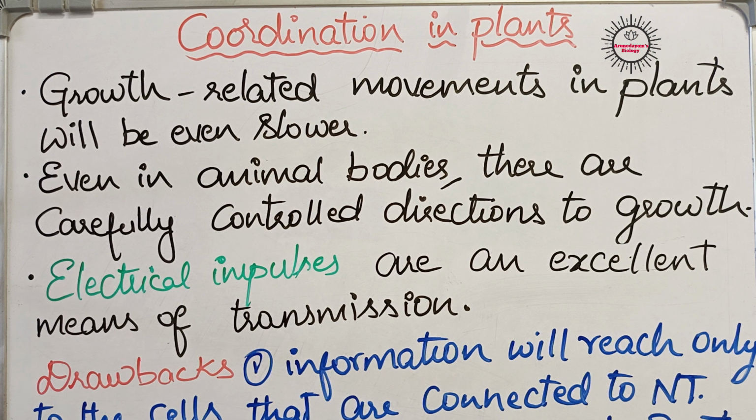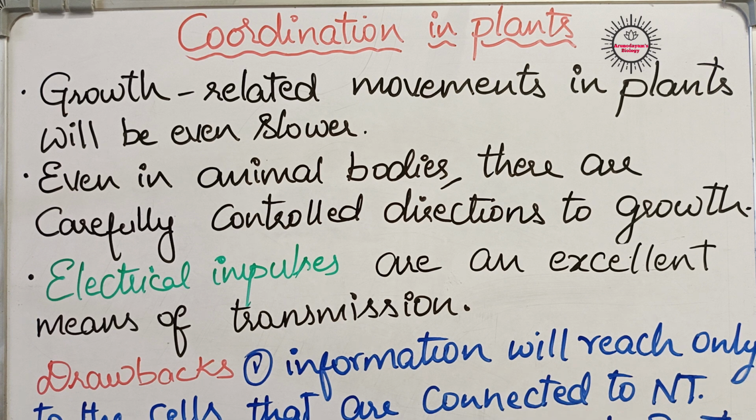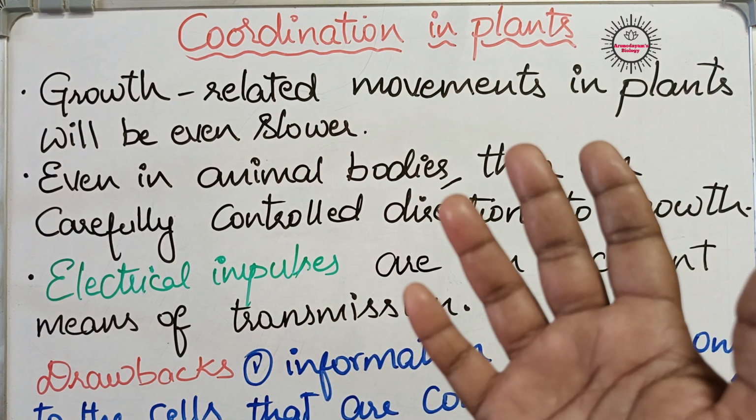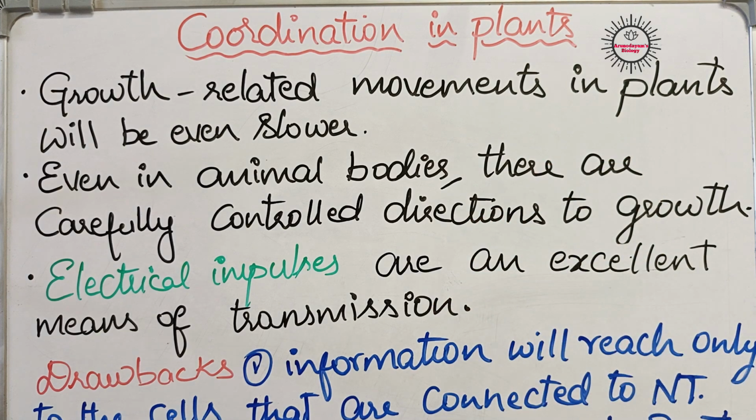Whereas in case of animals, even in our body, there are carefully controlled directions to growth. Our body also has growth, isn't it? That growth takes place in a carefully controlled direction. Take for example our fingers. These fingers will grow in a particular direction, isn't it? So just like that, in case of plants or in case of animals also, growth takes place in particular, carefully controlled directions.